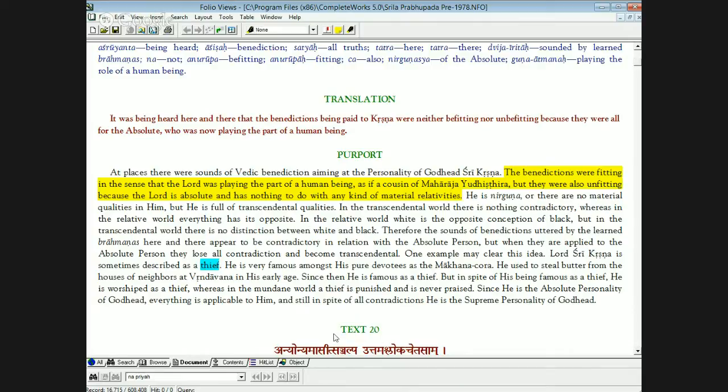We'll go till 12 o'clock, Mataji. It's already 12.